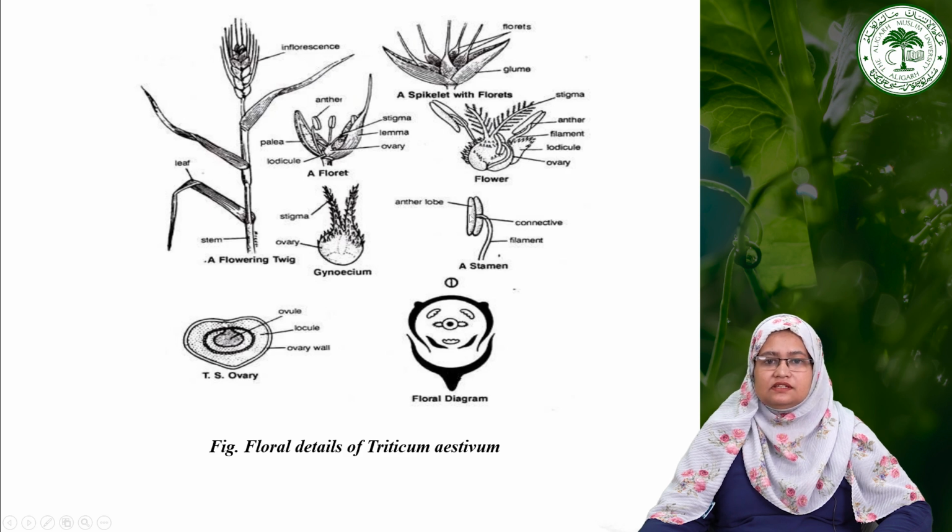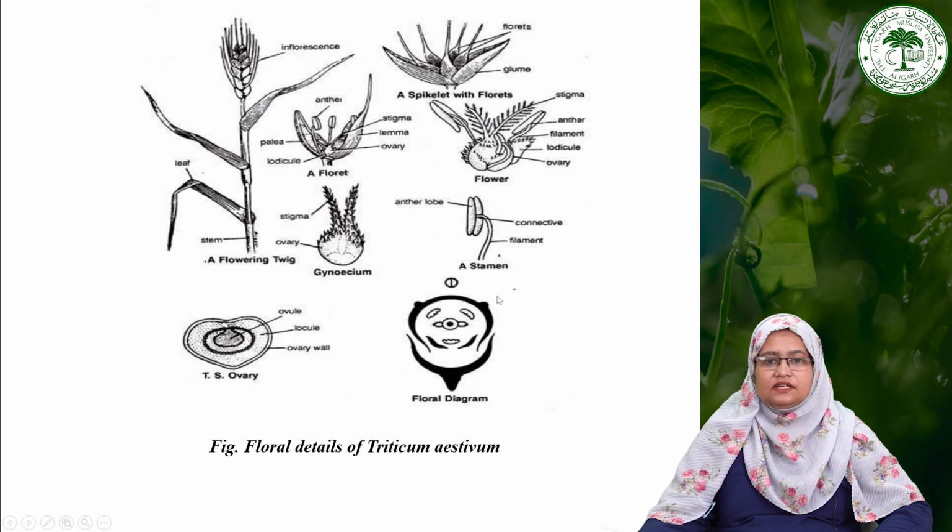And you can see this is the stamen, a single stamen with anther, that is biathecus, and the filament is quite long in nature. And here you can see the TS of ovary, showing a single locule and a single ovule which has a basal placentation.